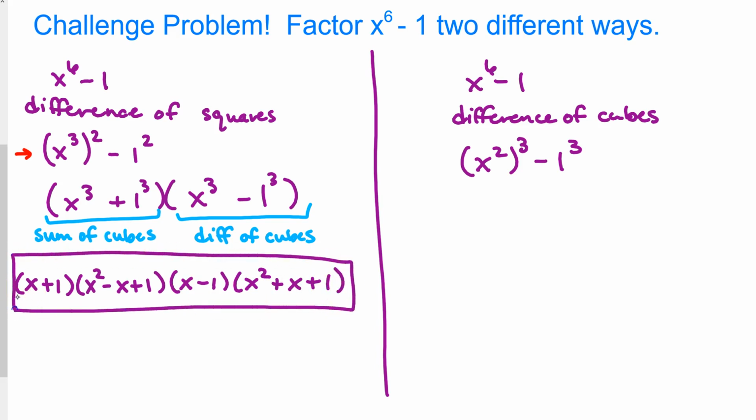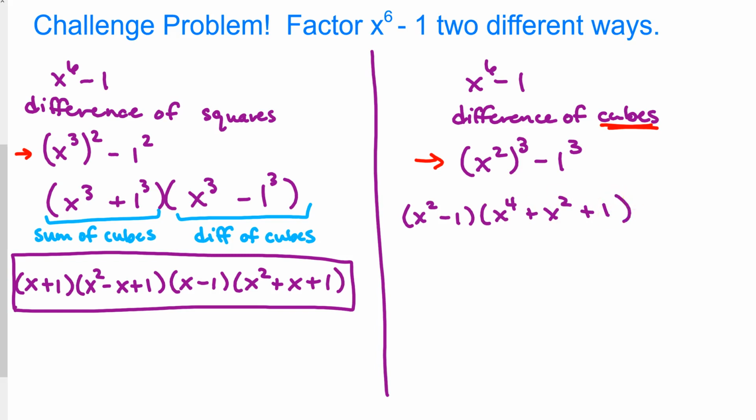Now, suppose we take the problem and think of it as a difference of cubes. So we have x squared cubed minus 1 cubed. So we're going to use our difference of cubes SOAP formula, and we have x squared minus 1 times x squared squared, which would be x to the 4th, plus 1 times x squared plus 1 squared.